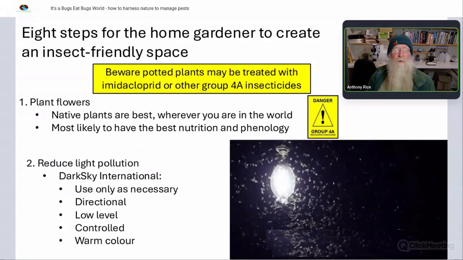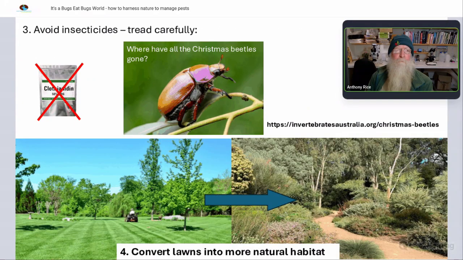So use lights only as necessary. Use them directional, so you're pointing at the ground, not beaming them out to the sky. The whole idea around this is to stop insects being attracted to lights, because about 30% of the insects that are attracted to lights don't survive to the next day. So use them at as low a level as you can. Use some control, things like motion sensors. Use a warmer color. They're less attracted to the yellows than they are to the harsh, colder blue colors, the ultraviolets.